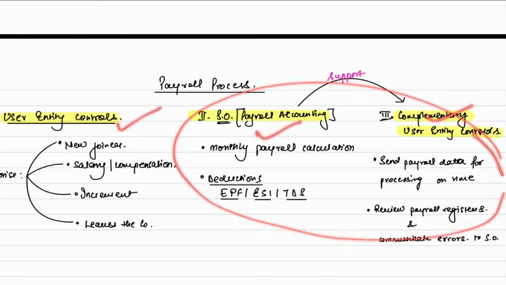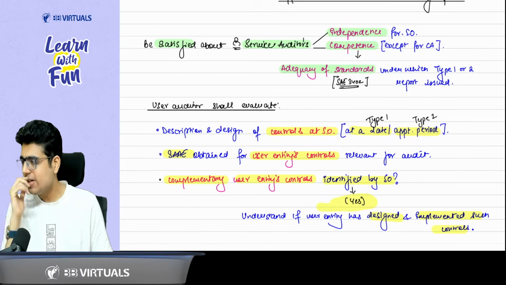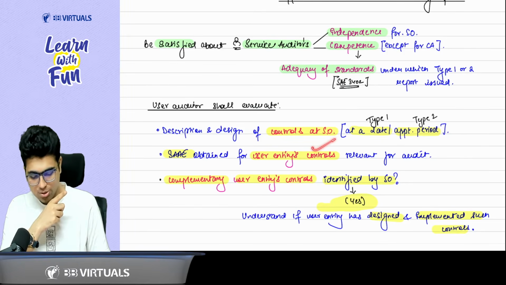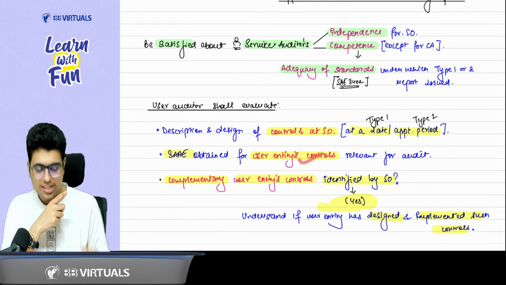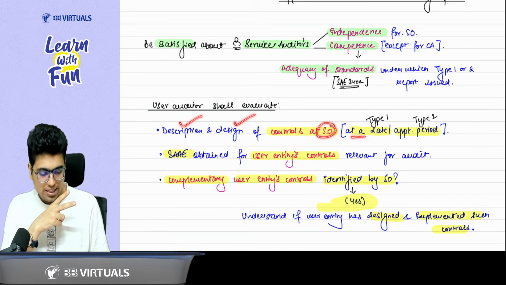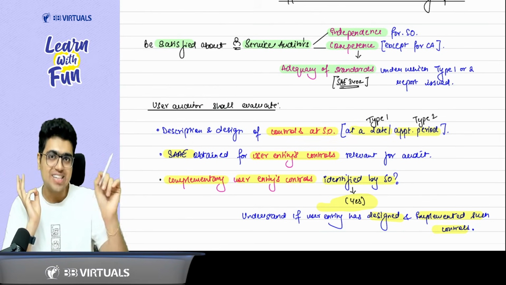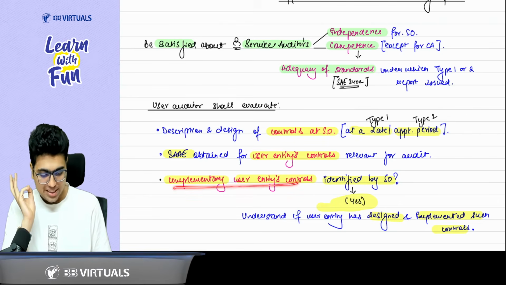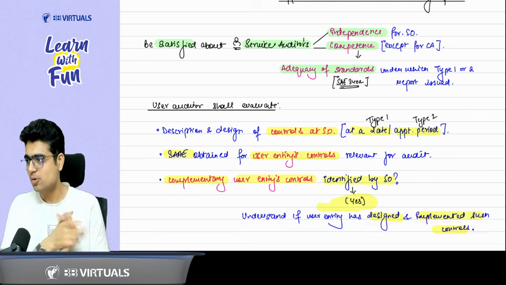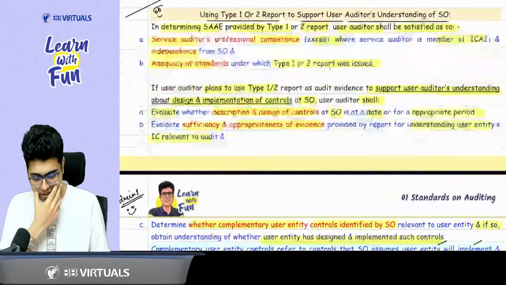Okay, boss? Okay, sir. So I hope now these 3 points are clear. User auditor will take understanding of what? Three types of control. First of all, user entities controls, sufficient and appropriate evidence for user entities control. Second, SO's control, description and design of the control at the SO at a date or appropriate period. And to support these control, we have complementary user entity control. Complementary user entity control identified by SO. Yes, then understand the design and implementation of such control. Clear, boss? Clear, sir. Now we are done with this topic.